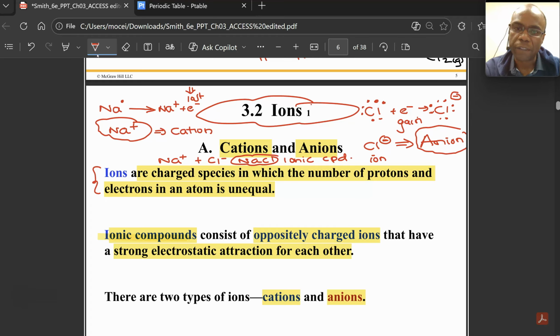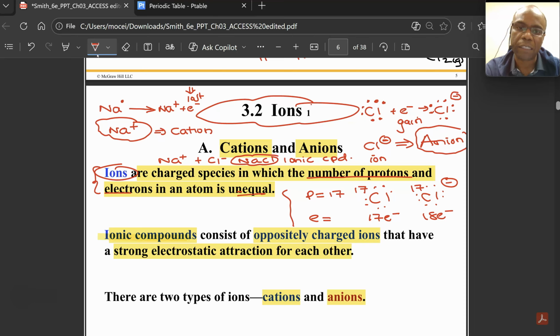Now let's qualify this. The number of protons and electrons are unequal. Remember, when you're losing or gaining electrons, the number of protons doesn't change. It's chlorine 17 with 7 valence electrons, and it's still chlorine 17 with 8 valence electrons. So the number of protons is 17 regardless. However, for electrons, here you have 17, and here, because you gained one, you have 18. So you see, ions are charged species in which the number of protons and electrons are not the same.